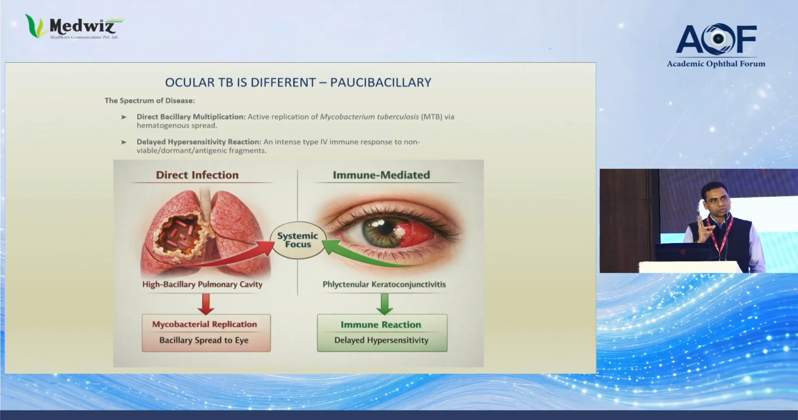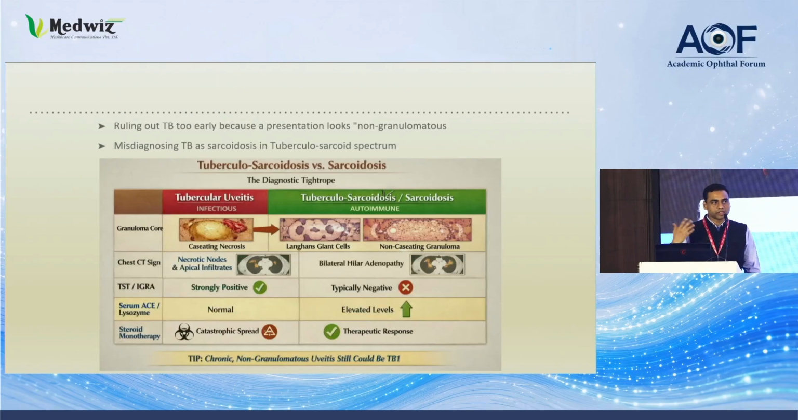Ocular TB can be of two types: direct infection and immune mediated. Immune mediated, you all know, you might have come across phlyctenular conjunctivitis. That is a hypersensitivity reaction. There is no MTB there. And you know, if you don't treat with ATT, it's not going to go away. But there can be a direct infection. In almost all cases, it is paucibacillary, unless and until you misdiagnose, wrongly treat it, and push it into multibacillary.